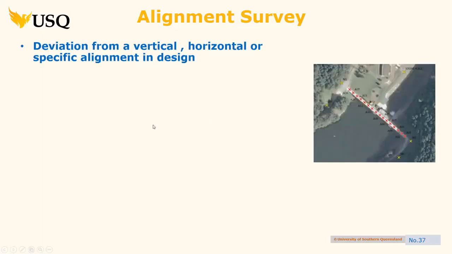Okay, so like I said, the alignment survey is a relatively simple thing. If you look at that diagram on the right, one of the easiest things you could set up for any structure is an alignment. Now, we've got this on a bridge, on a small dam wall. You'll find that alignment surveys are very often used on bridges.